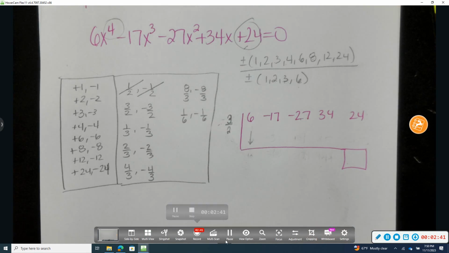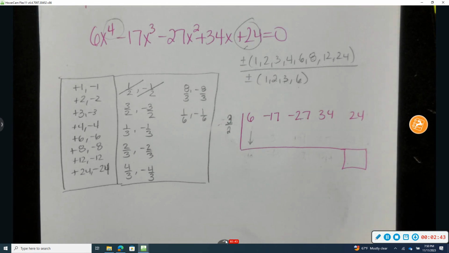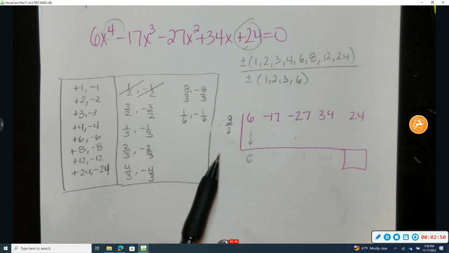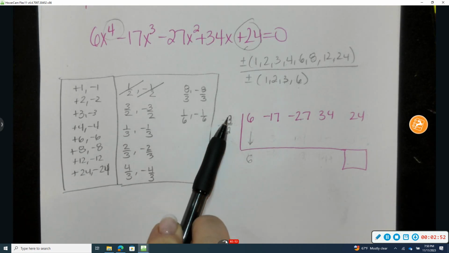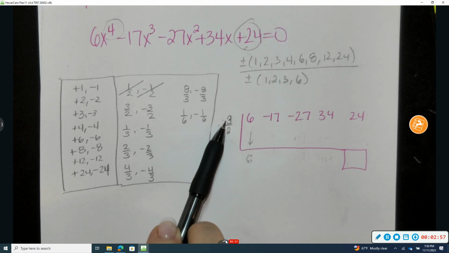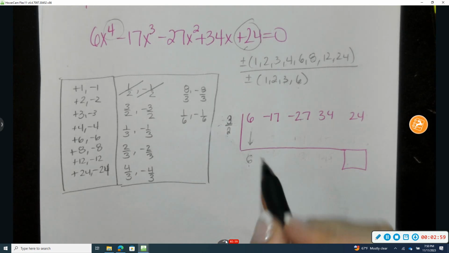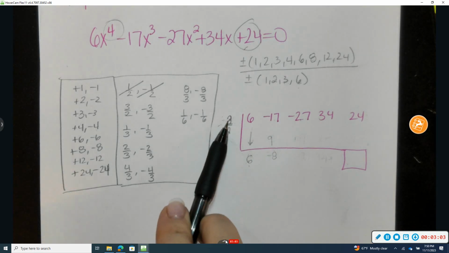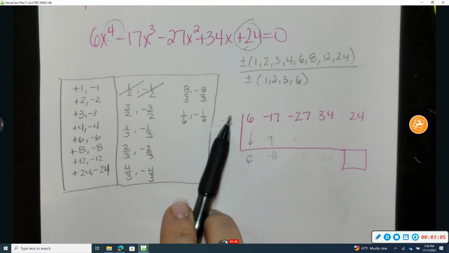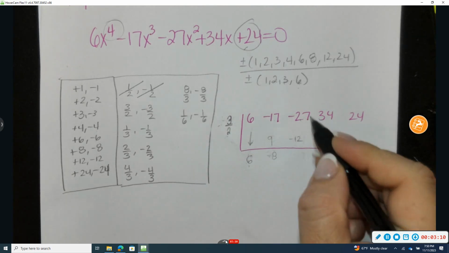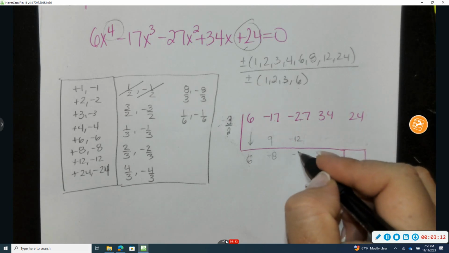This may take me some time to do because remember I'm doing it without the use of a calculator. So when you drop down the 6, you're like, how am I going to multiply this? You're going to take this value times the top and then divide it by 2. So watch, 6 times 3 is 18, and then 18 divided by 2 is 9. I combine to get -8. 3 times -8 is -24. -24 divided by 2 is -12. Okay, so this brings up 29, -39.